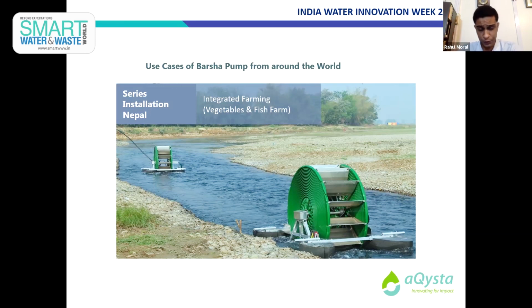Of course, this is being used for vegetables and fish farms. So they have a pond, and they grow vegetables in and around that area. So, the next slide, please.